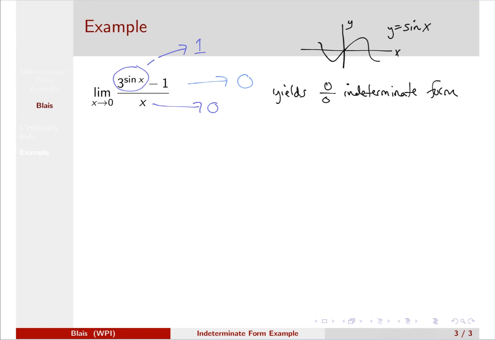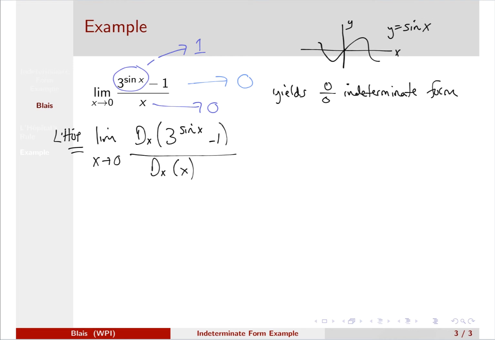And we can then say this, using L'Hopital's rule, is the limit as x goes to 0 of the derivative of the top with respect to x. So the derivative with respect to x of 3 to the sine of x minus 1 over the derivative with respect to x of the bottom, which is x. And so we have to recall how to differentiate an exponential like this. And we can do that as an aside here.